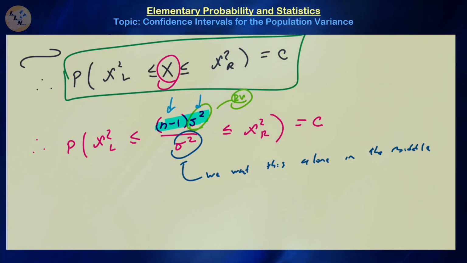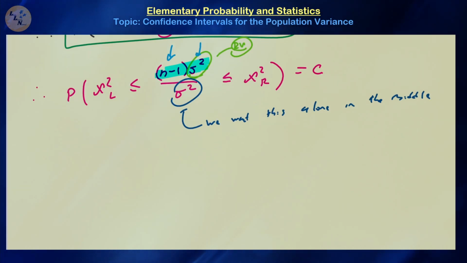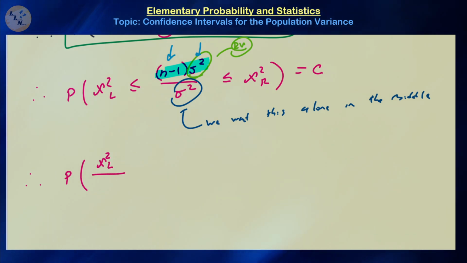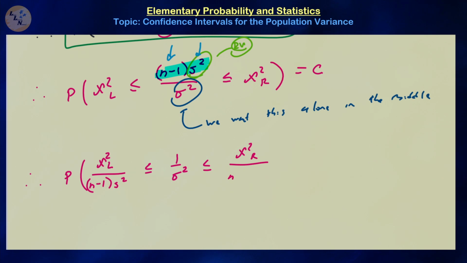Variance is always positive. So we can technically divide both sides of this inequality by n minus 1 times s squared, and we should get an equivalent inequality for which we do not have to change the direction of our inequality signs. So we're going to have chi-squared L divided by n minus 1 times s squared less than or equal to the reciprocal of sigma squared less than or equal to chi-squared R over n minus 1 times the variance of our sample. This should be equal to C.